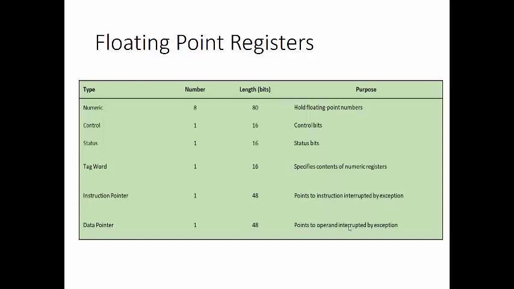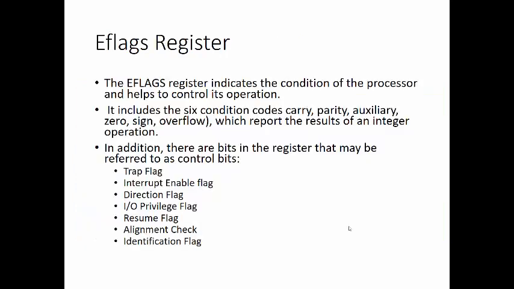And then tag words, a 16-bit register contains a 2-bit tag for each floating point numeric register. And there are different possible values. But let's turn our attention to the EFLAGS register, and this indicates the condition of the processor and helps control its operations. It has 6 condition codes, carry, parity, auxiliary, zero, sign, and overflow, which report the results of an integer operation. And there are bits in the register that can be referred to as control bits.